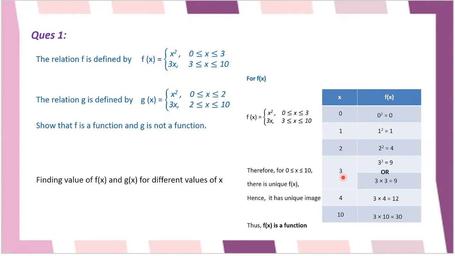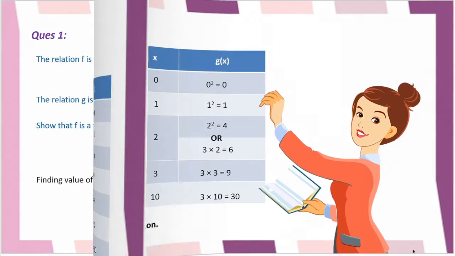But if we take x as 3, so function is x square and 3x both. So x square means 3 square, 9, and 3x means 3 into 3, 9. We can check for few more values. From this table we can observe that each value of x corresponds to a unique value of f(x). So it means yes, it is a function.